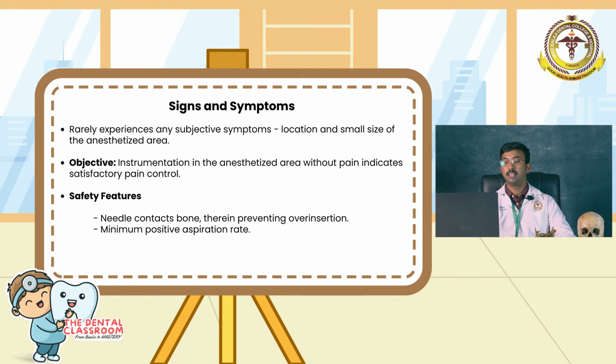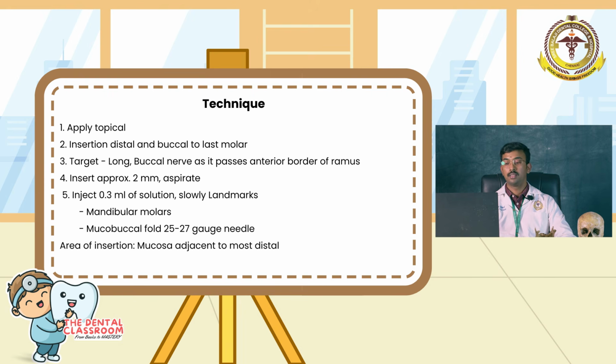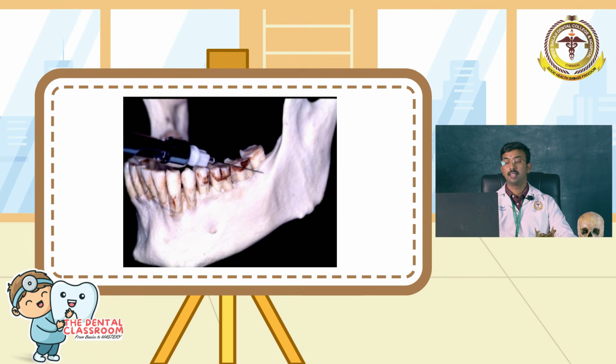The patient rarely experiences any subjective symptoms owing to the small size of the area being anesthetized, and objectively the patient will not feel any pain when the area is instrumented. The safety feature is that the needle contacts the bone, thereby preventing over-insertion. So, the landmarks for this are the mandibular molars and the mucobuccal fold, and the area of insertion for this technique is the mucosa adjacent to the most distal mandibular molar. In this slide, we can see the needle being inserted in the buccal aspect of the mandibular molar.